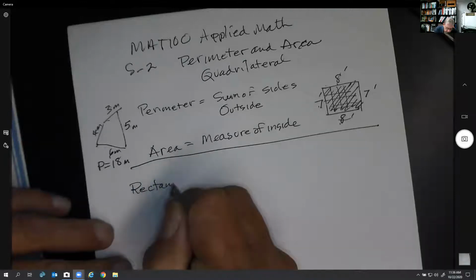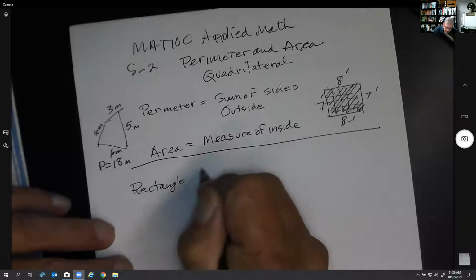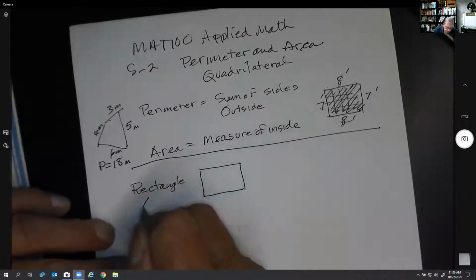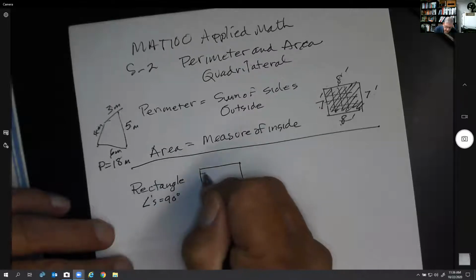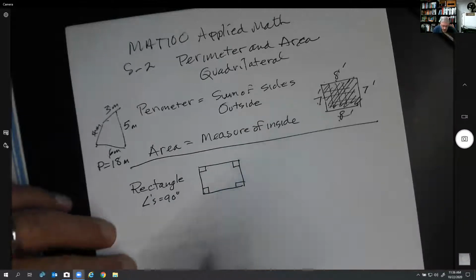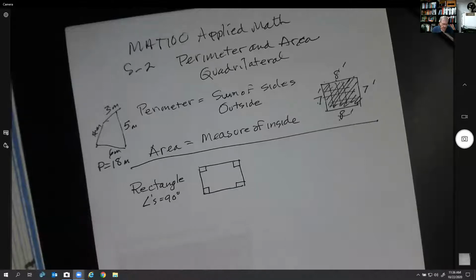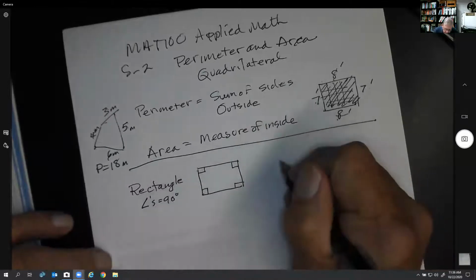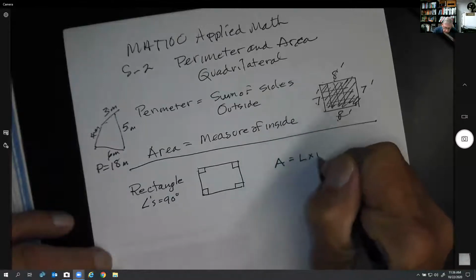A rectangle is a four-sided figure, but all the angles are 90 degrees. Each one of these angles is 90. We could put little boxes in them that represent a 90. So you could see if this was 90, 90, 90, 90, they're going to add up to 360 degrees. But we're more concerned with the area inside. So the formula for the area of a rectangle is area equals length times width.